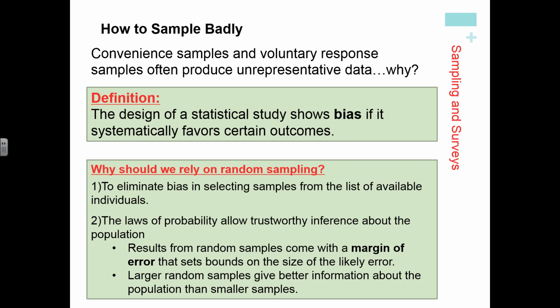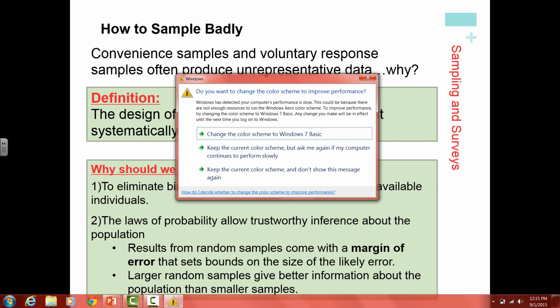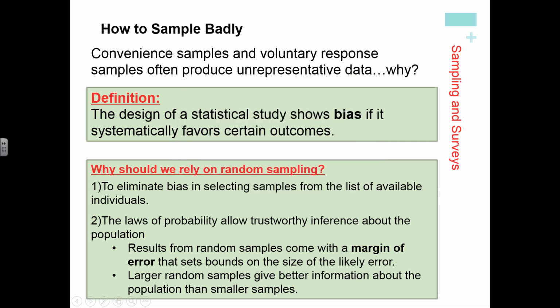Alright, so why should we rely on random sampling? Basically, we want to eliminate bias. Your goal is to eliminate as much bias as possible. And not only that, when we get to probability, which is next unit, a lot of our probability is based off of the fact that we have a random sample and that there's no bias in our sample.